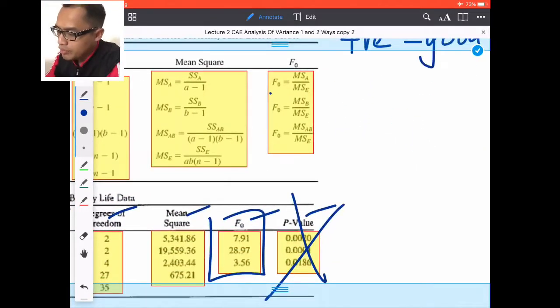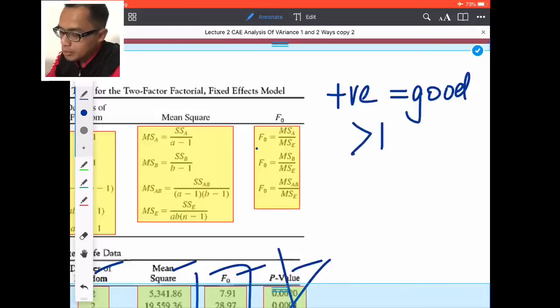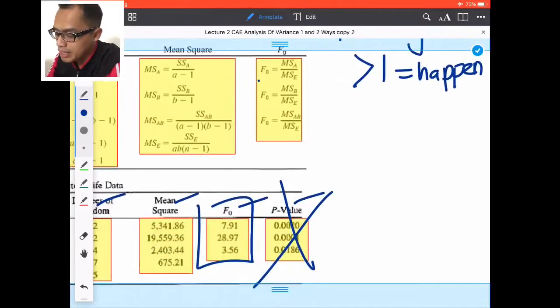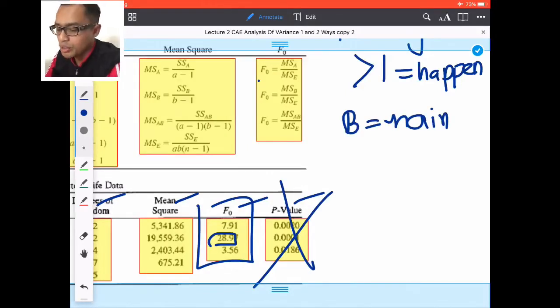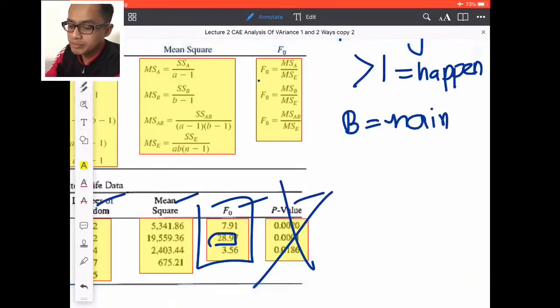Next, all of them are more than 1. That means the effect happened in this experiment, right? Which one is the main factor? This one, B, is the main because it has the highest magnitude, 28.97. That means temperature is your main factor. You change a little bit of temperature, the whole experiment will change eventually.